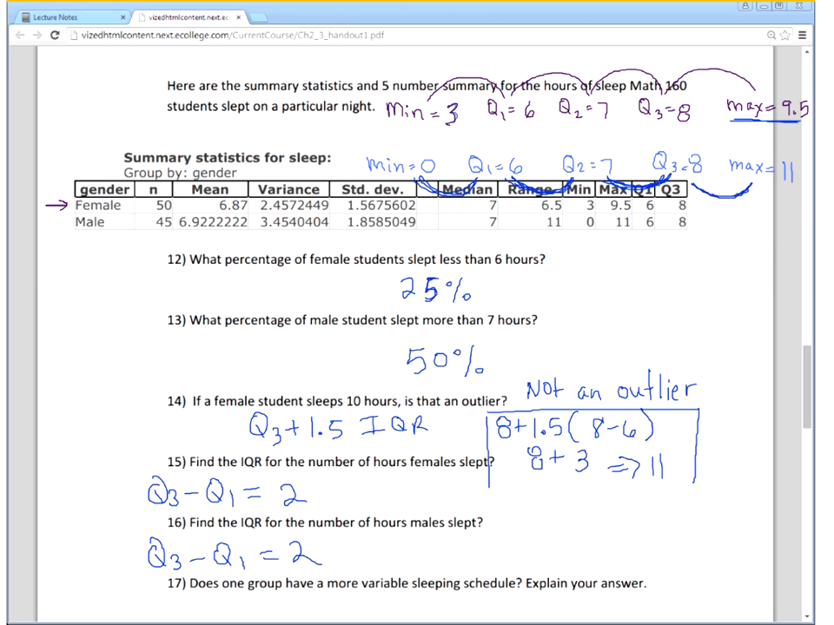So does one group have a more variable sleeping schedule? What do you think? The IQRs are the same. So there's no difference in the variability of sleeping schedules. And again, that's because the IQR, which measures spread, it's the same.